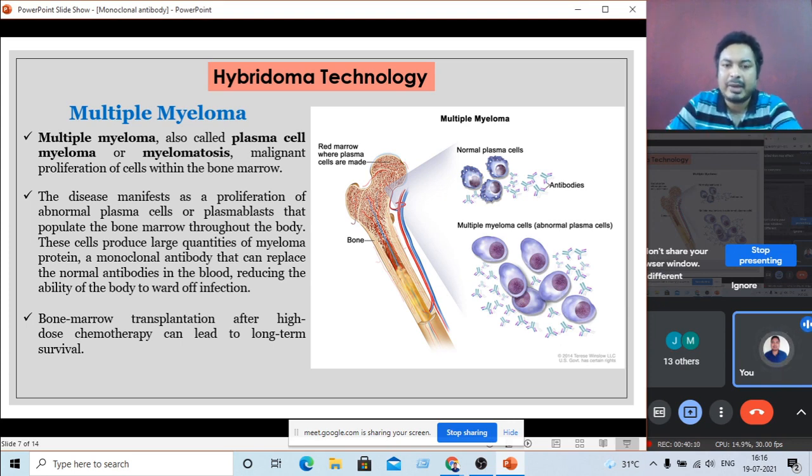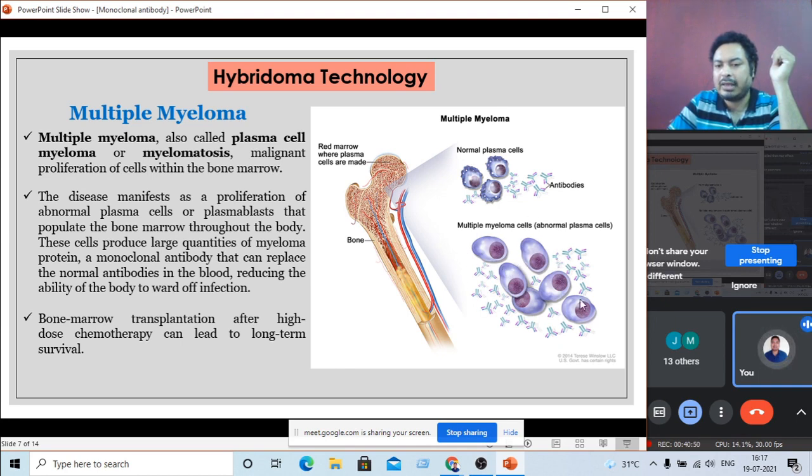Okay, you can see in the diagram. So this is the bone marrow. Inside the bone marrow, this is a normal plasma cell. The normal plasma cell can produce normal antibodies. If in this plasma cell, which has a nucleus, the nucleus is defective, or a mutation occurs inside the DNA of the plasma cell, then what happens? Uncontrolled growth of this particular cell occurs, because the mutation occurs inside the nucleus of the plasma cell. Then they can proliferate into numerous cells.